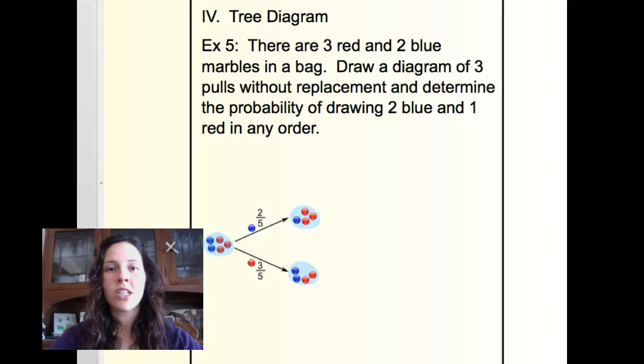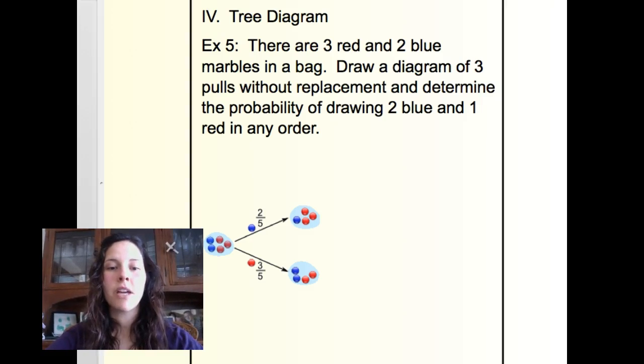In this last video, we're going to take a look at how to use a tree diagram to calculate probability. So we have a bag of marbles with 3 red and 2 blue. We're first going to draw a diagram of all of the different ways that we could pull 3 marbles out of the bag, putting the probability next to each line because the probability is different based on if it's a red or a blue marble. And then we'll calculate the probability of drawing 2 blue and 1 red in any order.